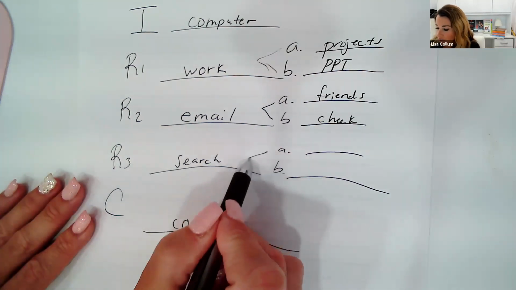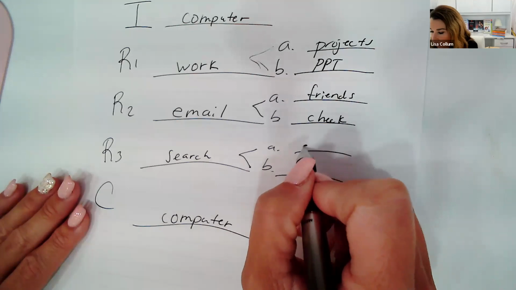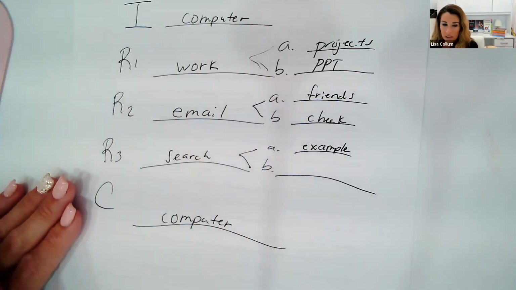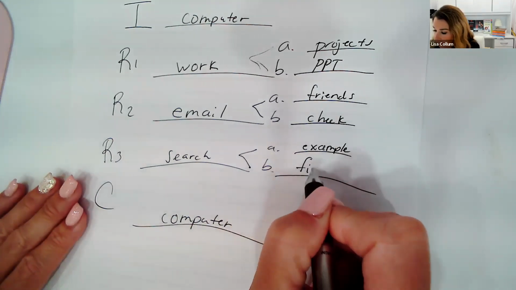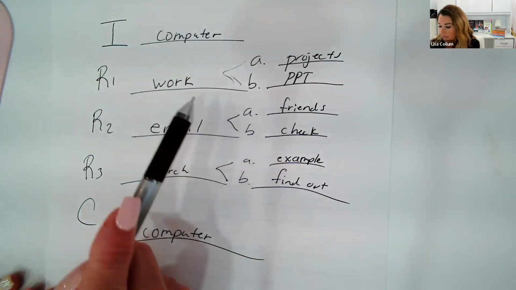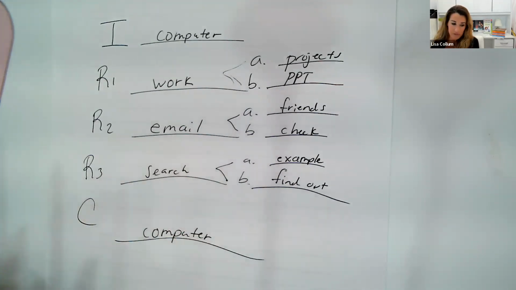And then 2 things about searching. I'm able to search like a lot of examples of things. So if I'm looking for something, I can look up an example of what it looks like. And I'm also able to find out a lot of things, like a lot of answers to questions that I may have. So you can see for each reason I gave 2 examples or details.